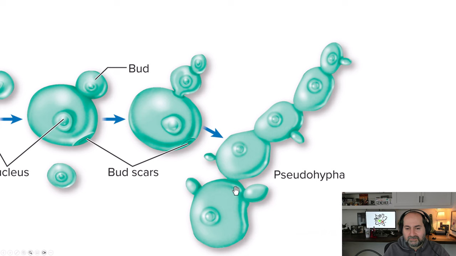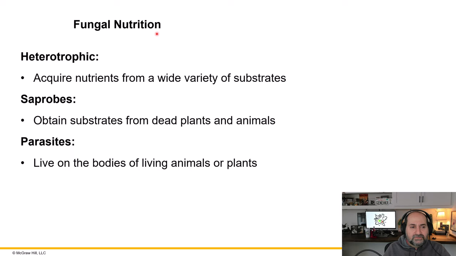Now, where do fungi get their nutrition from? Fungi are saprobes. Saprobes obtain substrates from dead plants and animals. This is the typical way that fungi get their nutrition. You know, fungi are known for breaking down dead organic matter. And that's what saprobes do. When you hear saprobes, you should think they obtain their nutrition from dead plants and animals.